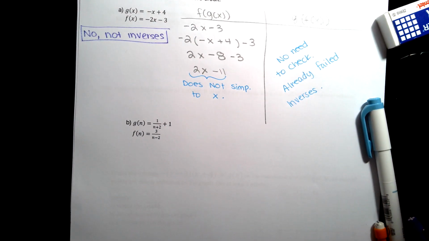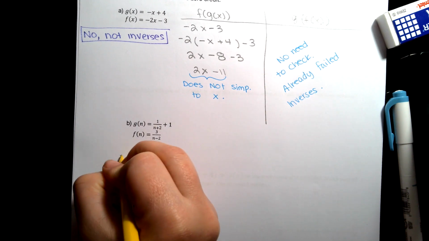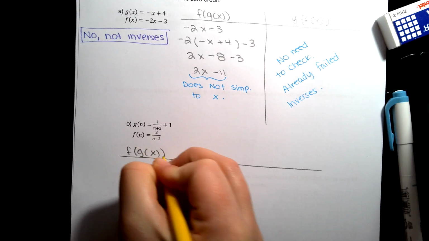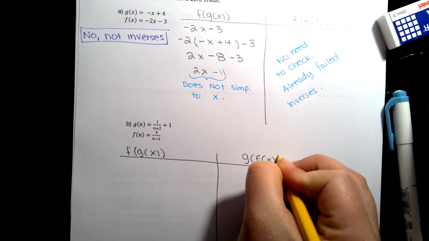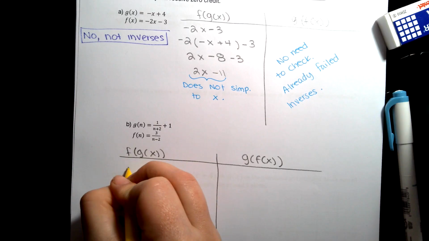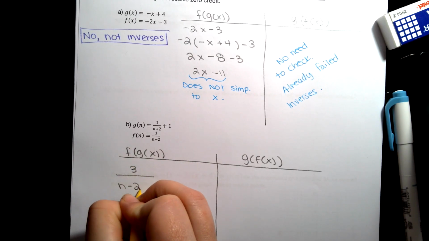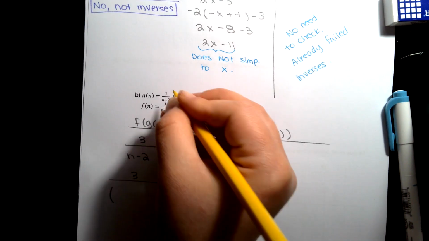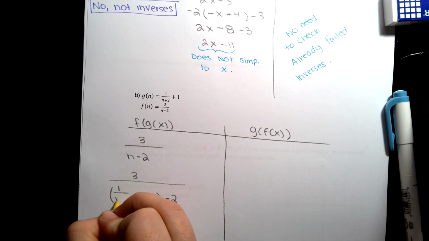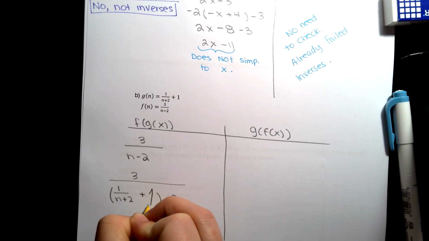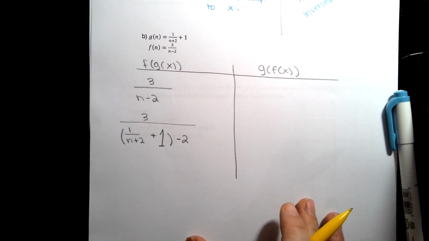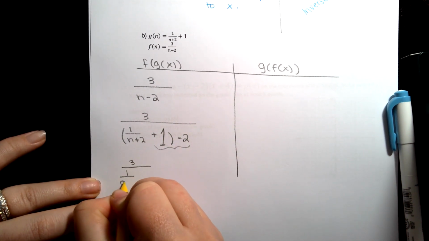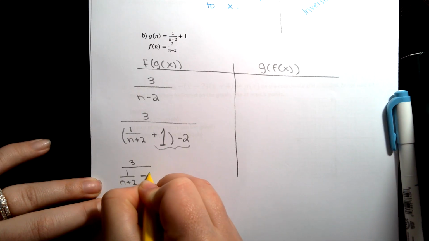Okay, let's try again for B. Setting up our table here, f of g of x, and then g of f of x. And again, I usually write my f first, so my function is 3, open, n minus 2. So that means I'm opening up for n. Be careful here. And inside, I'm writing in my g. So 1, open, n plus 2, plus big 1. Make this one a little extra. These two can be simplified. So we get 3, open, 1 over n plus 2 minus 1, big 1.